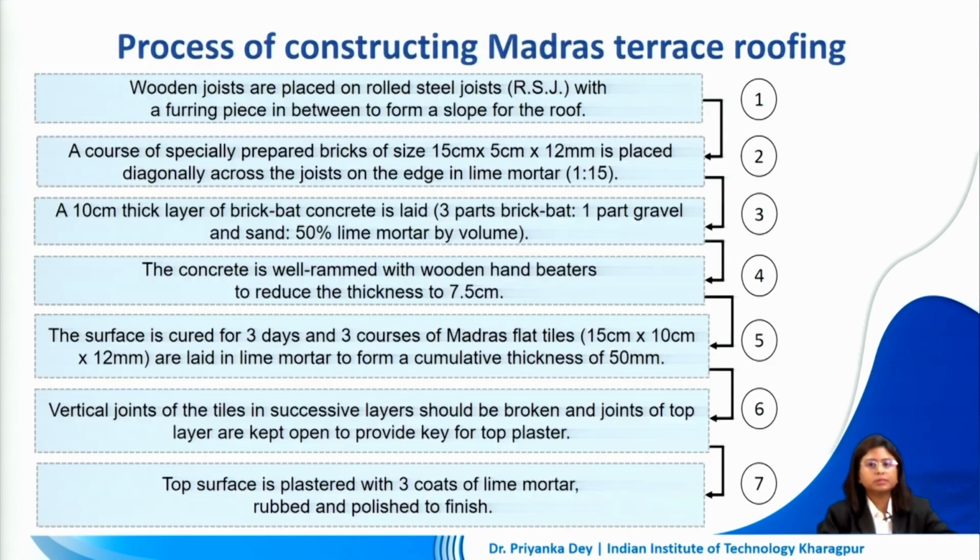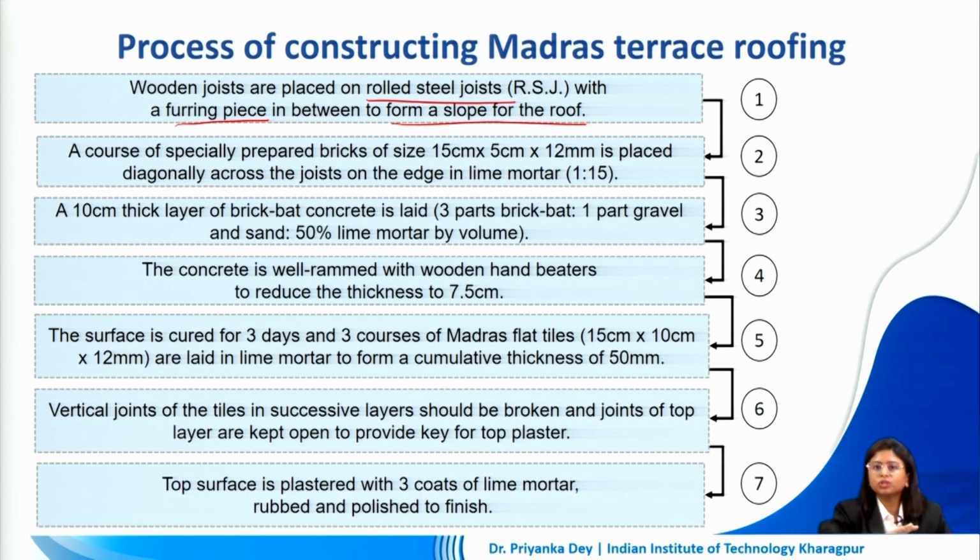So here, let's take a look at the process of construction. The first thing we do is wooden joists are placed on rolled steel joist with a furring piece in between to form a slope for the roof. A slight slope is required to help drain rainwater.